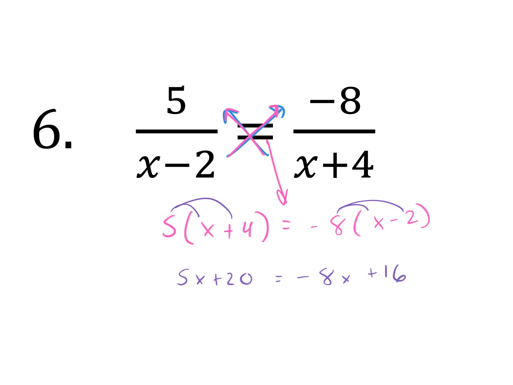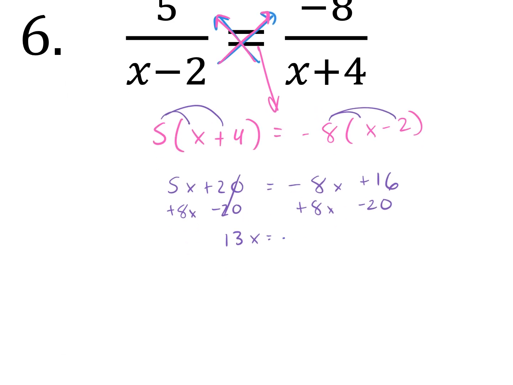We're going to move our x's to one side, so I'm going to add 8x and move the constants to the other, so subtract 20. So we get 13x is equal to negative 4. Lastly, we divide by 13, so x is equal to negative 4 over 13. And you can just leave it as a fraction, so that would be your answer.